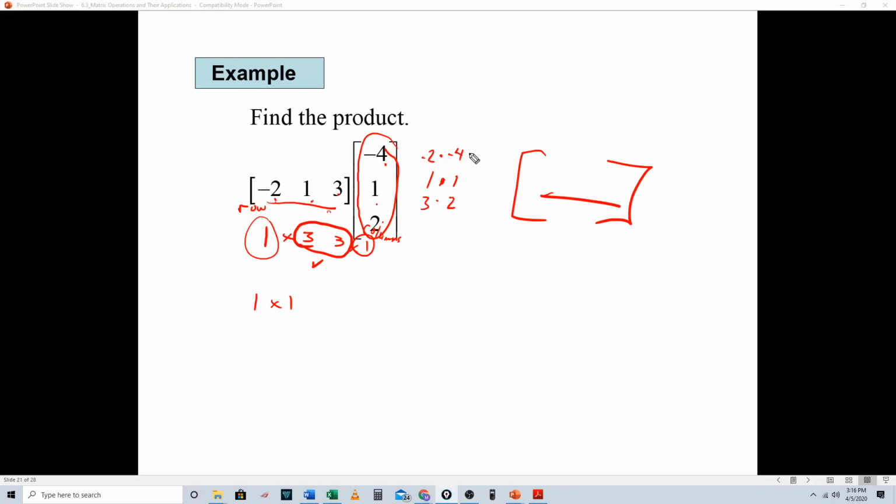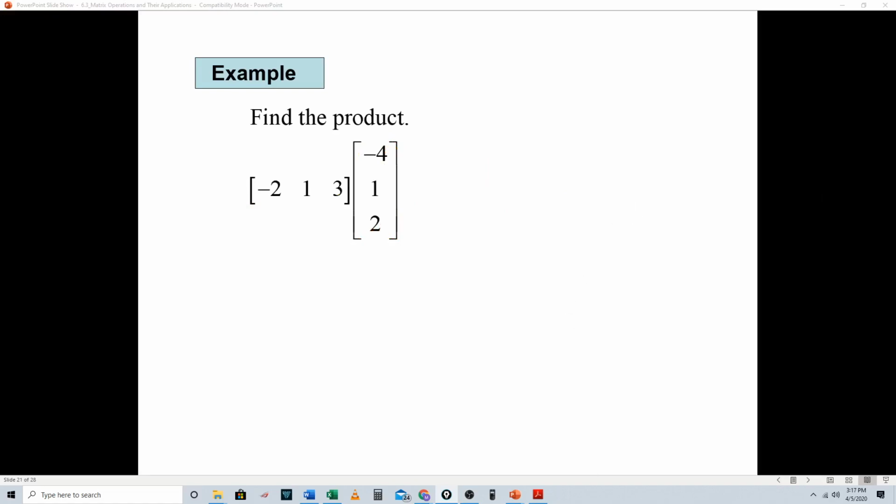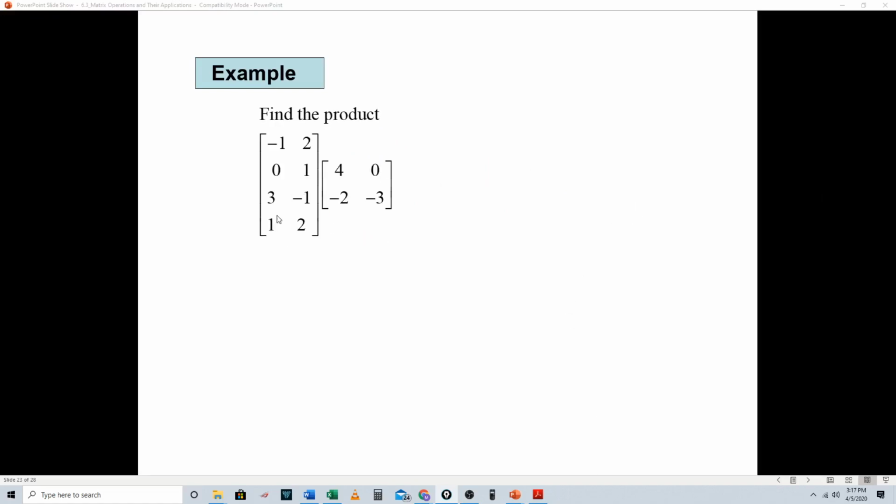All right. Once we have that, we add them all together. So 8, 1, and 6 added up is 15. That is my new matrix. Just 15. Okay, we have another example on here. So let's do another one. I want to do something like this.